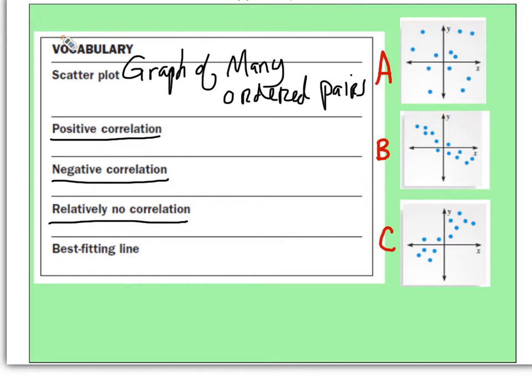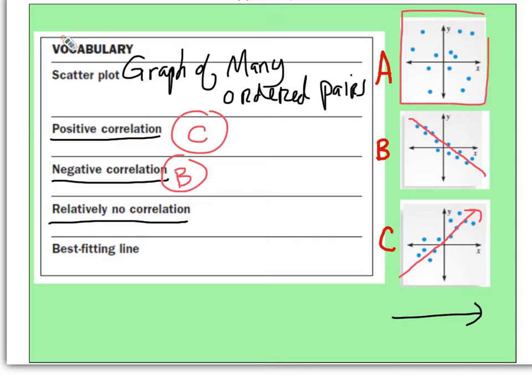So if you look at these three graphs and you just read them like a book, left to right, the one with a positive correlation or the positive pattern moving upward here would be letter C. The one with negative correlation, as you read it left to right, this one goes downhill, it's B. No correlation, I think if we look at graph A here, you're going to see it's scattered all over the place, it's A.